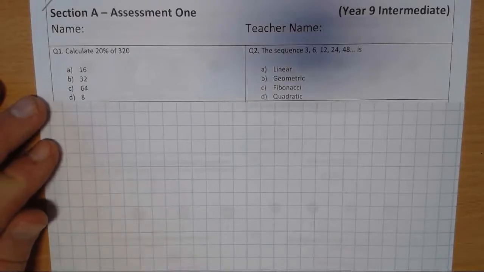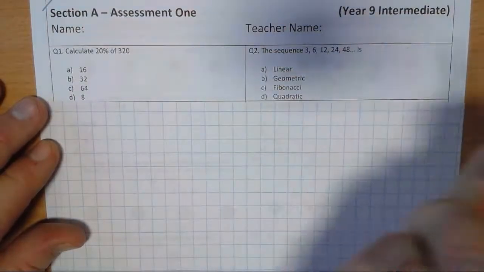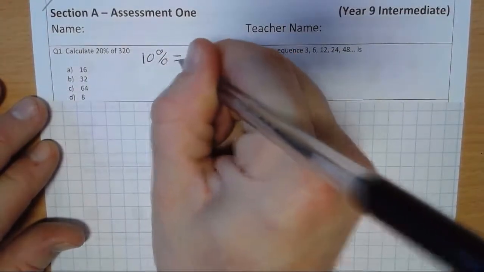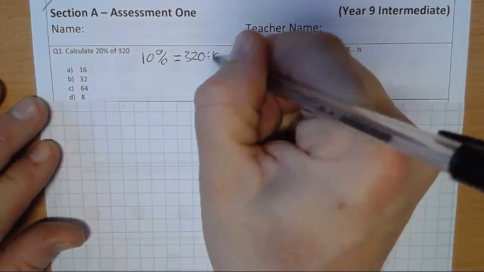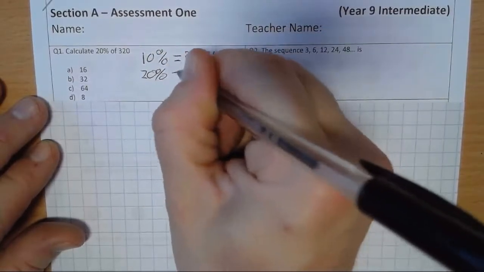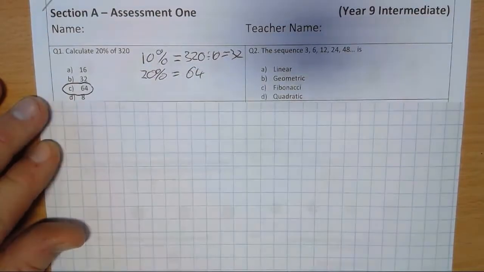Question 1, this was done well by nearly everyone. So 20% of 320. Please use a green pen for any corrections. So 10% is going to be 320 divided by 10, which is 32. So 20% is just 2 lots of that. So that's 64. Nearly everyone got that one right.